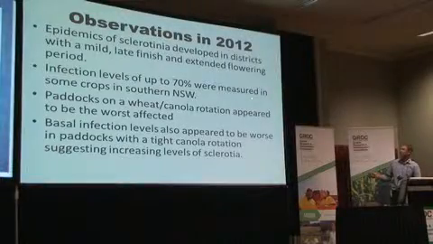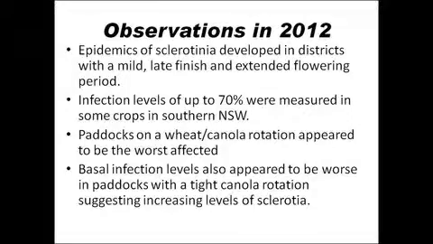So Kurt's observations from last year, he saw infection levels of up to 70%, and as a rule of thumb, if you halve that level, that'll give you an idea of what the yield loss will be. So we're in some individual situations seeing some very high levels of yield loss. Unfortunately, these wheat rotations appear to be the worst affected with this basal stem infection just from the level of sclerotia, which is going to be something which we may have to deal with in the future.